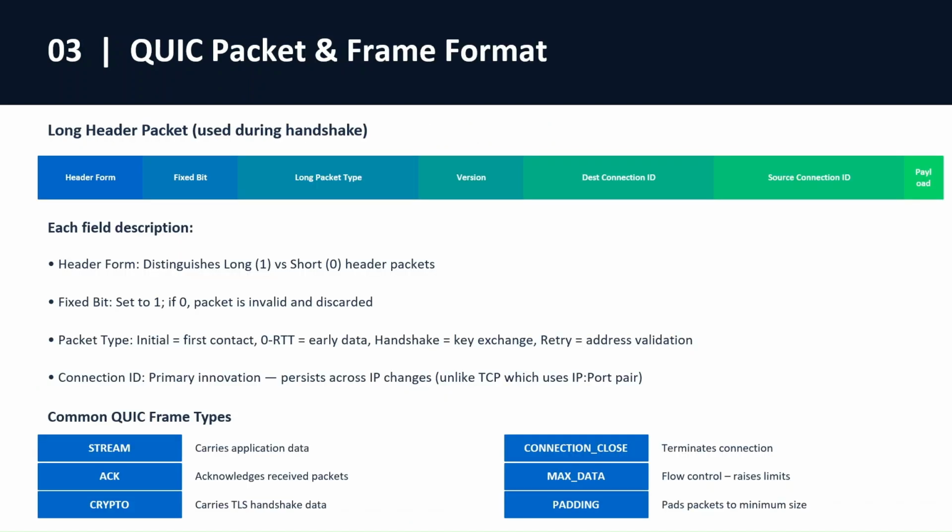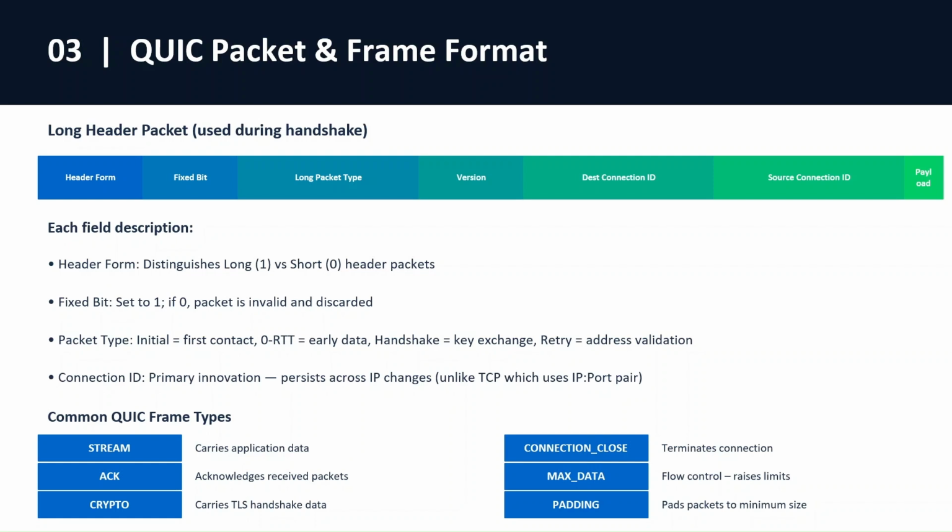QUIC uses two header types. During the handshake, long header packets are used. They contain a header form bit, a fixed bit which must be one, the packet type, Initial for the first contact, 0-RTT, the connection ID, and payload. After the handshake, shorter packets are used, which are much smaller.